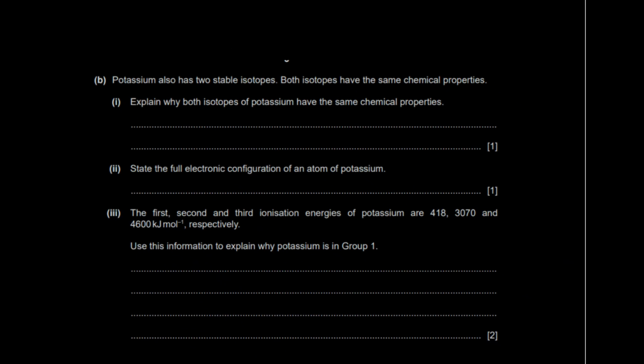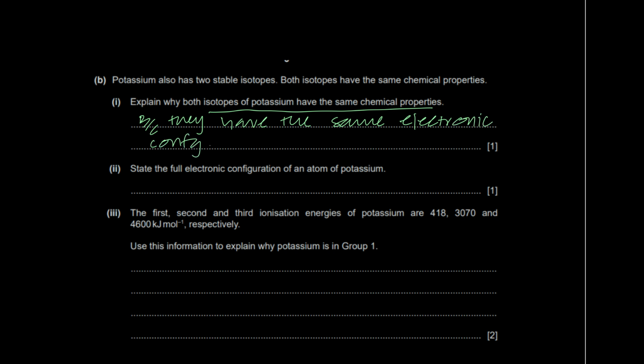Explain why potassium also has 2 stable isotopes. Both isotopes have the same chemical properties. Explain why both isotopes of potassium have the same chemical properties. Because they have the same electronic configuration. Or you could say same number of outermost electrons. See, if you say they have the same electronic configuration, that means that they have the same number of outermost electrons, because it's the outermost electrons which are involved in bonding. But if they have the same electronic configuration, that means it has the same number of outermost electrons.